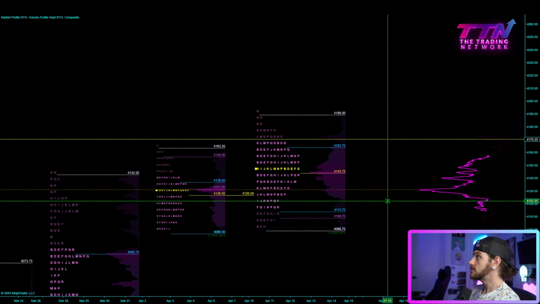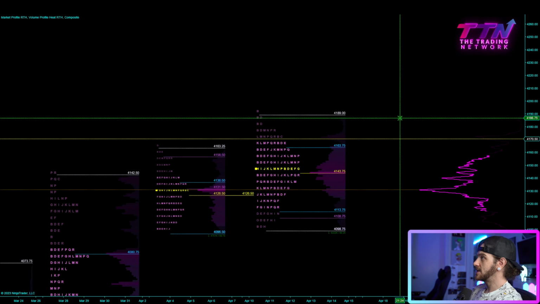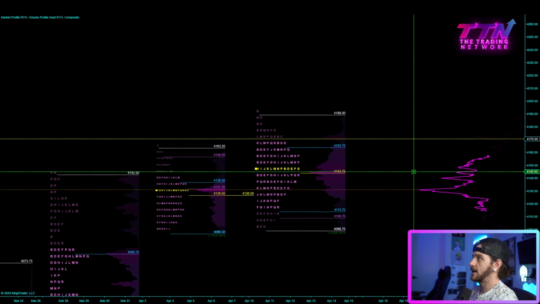That could be a great trade opportunity down to 4136. Boom, you got yourself a 6-7 point scalp right there, if you see something like that present itself. So that is, once again, I always like to drop those little tidbits of how you can really utilize these market profile levels in real time.